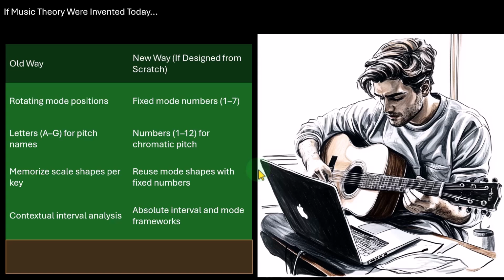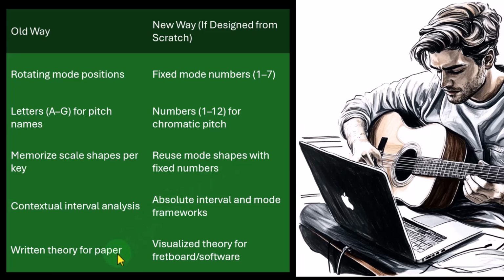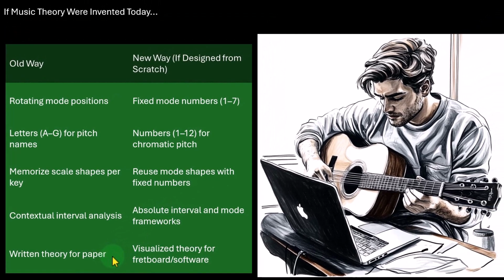So: contextual interval analysis, absolute interval and mode framework. Written theory for paper versus visual theory for the fretboard. Now, again, some people will argue that if you learn by shape, you're not sophisticated because you won't be able to write it down in the traditional system. I do want to bridge the gap so that we can write it down, but I also want to be able to bridge the gap to communicate shape-wise.